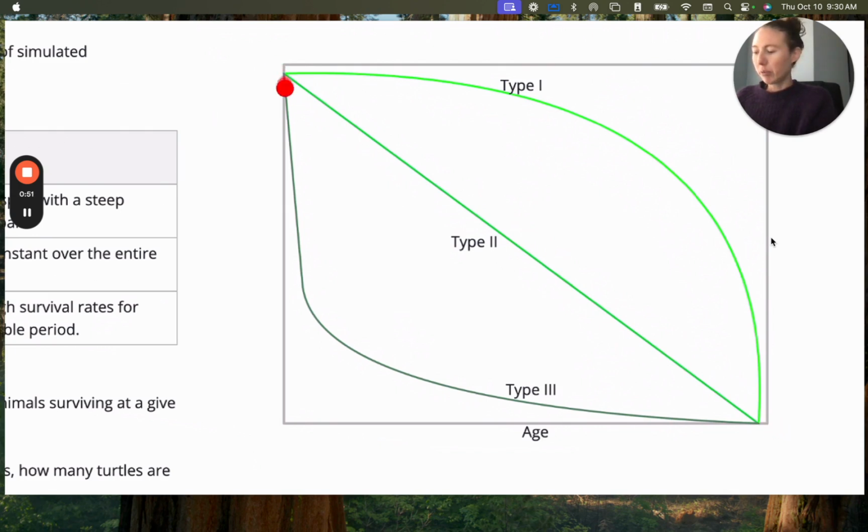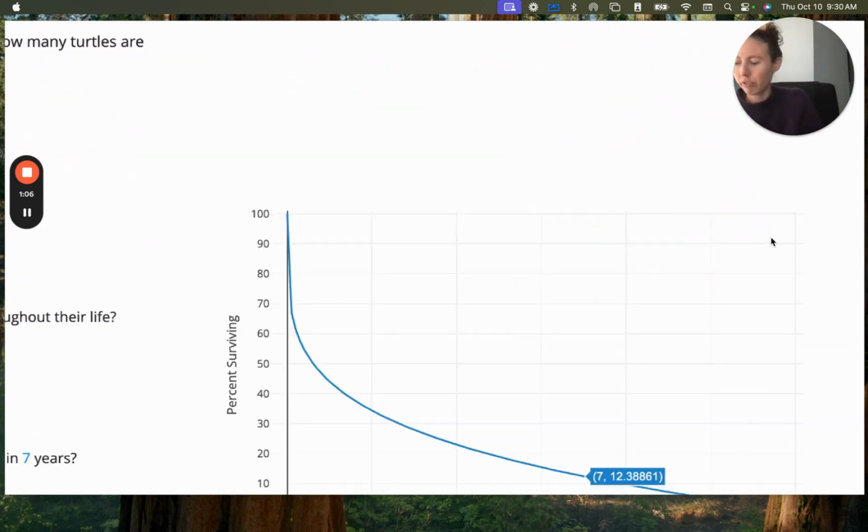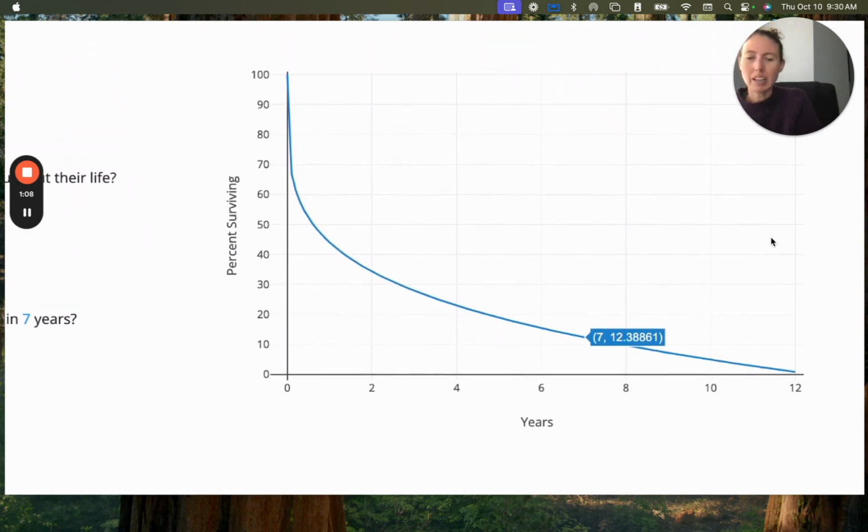And then type 3 is an early loss pattern. So you can see in the beginning, there's this huge drop off where most of the individuals do not survive that very first part of life. So in this example, we have a frog that may lay many eggs, but few of those will ultimately survive to become adult frogs. There's a small chance of survival in that egg stage in the very beginning. So just like this, that drop off is what you're looking for.